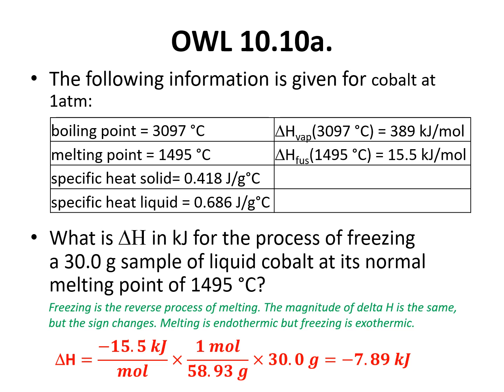And while that's for 1 mole, we're trying to calculate it for 30 grams. We need to convert those moles to grams by dividing by molar mass. And then we need to multiply by 30 to make it, instead of 1 gram, it'll be for 30 grams. And when we run through that calculation, we get negative 7.89 kilojoules.